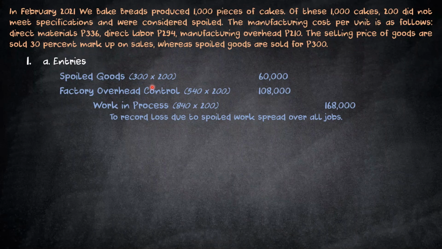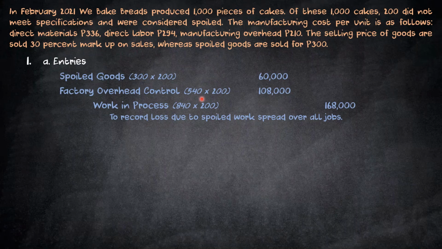Multiply natin by our spoiled units, which is 200, for us to be able to get 60,000. Kung ang spoiled goods po natin ay ang ating recovered cost, ang ating factory overhead control would represent our unrecovered cost. Pero bago yan, magkano ba muna ang ating total manufacturing cost per unit? Add nyo lang po lahat ang ating DM, DL, at ang ating OH, we would be able to get 840. So, from that 840, nakapag-recover tayo ng 300, edi ang ating unrecovered cost per unit ay 540.